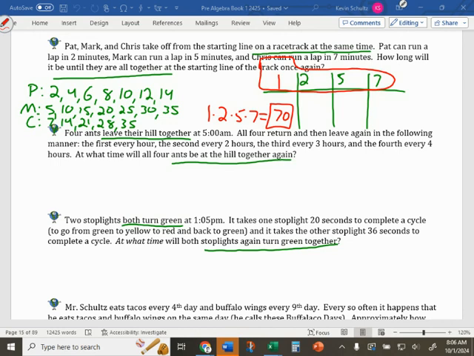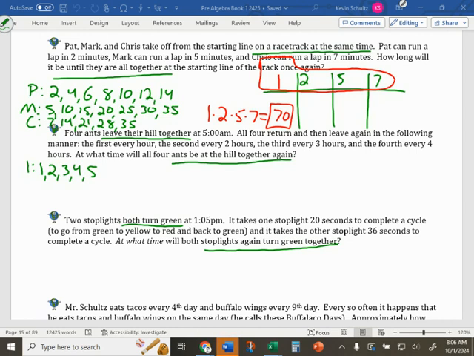Next one, 4 ants leave their hill together at 5 a.m. Something happened, right? We want to know when that will happen again. All 4 return and then leave again in the following manner. The first ant comes back every hour, right? So if they leave at 5 a.m., this ant will come back 1 hour later. We'll be back 2 hours after 5 a.m., 3 hours after 5 a.m., 4 hours after 5 a.m., and so on, right? Every hour, the ant returns.